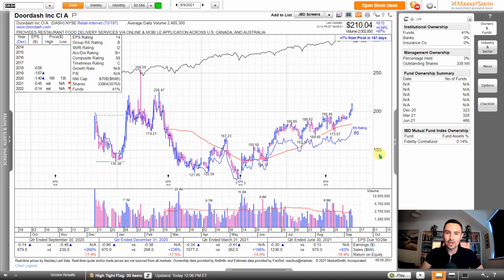So I've got MarketSmith loaded up here. I've got DoorDash, ticker Dash for this one. And we're going to just briefly start off on the daily chart before we move to the weekly chart for the fundamentals and then onto the hourly chart for the technicals. I just want to outline the pattern that I've traded.